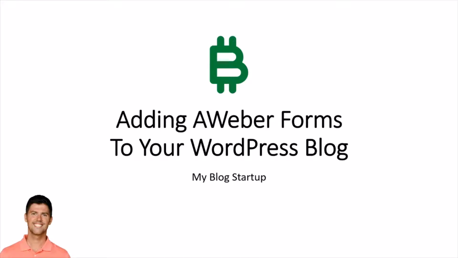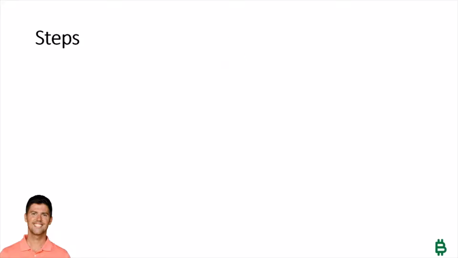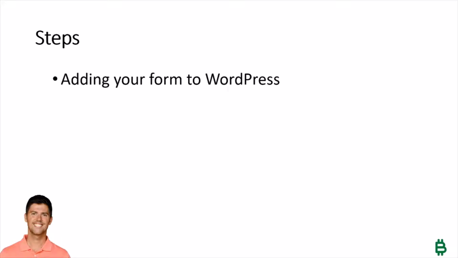In this video, we're going to talk about adding AWeber forms to your WordPress blog. So now that we have signed up for AWeber, we created an account, we've set up a subscription list, we have added a form, we've created a campaign. Now we actually need to have something public facing that we can actually capture those emails. So to do that, we need to add our AWeber form to our WordPress blog.